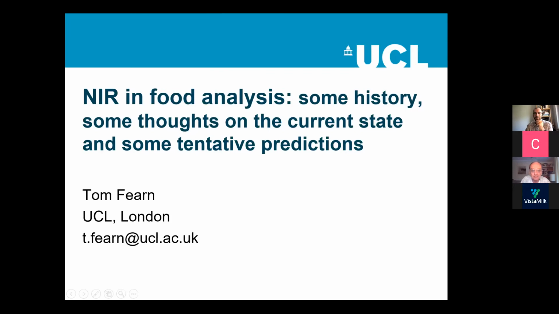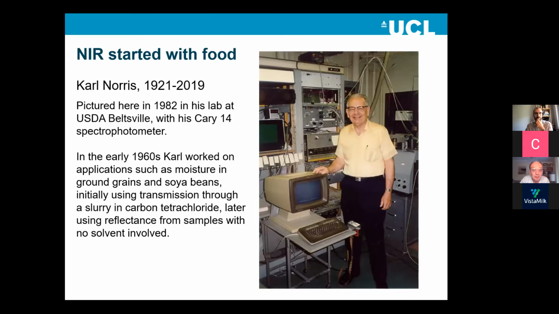Okay, so here's where it started. Actually, it's a bit pretentious to say NIR started with food. NIR has been around for a lot longer than we have. What I mean is the use of NIR spectroscopy for quantitative measurements started with food. And it started with the guy in the picture, who I hope you've all heard of, called Carl Norris, an engineer who worked for the United States Department of Agriculture in Beltsville, Washington, and who died recently. Well, yes, it's 2 years ago now, but relatively recently, at a fairly ripe old age.